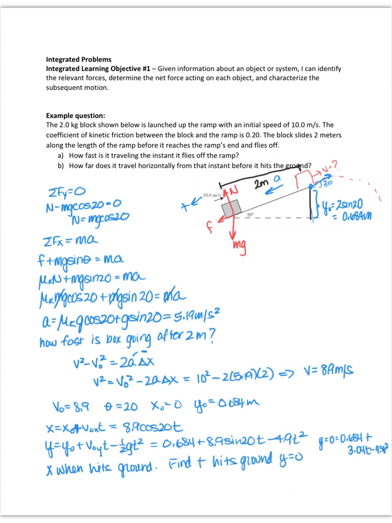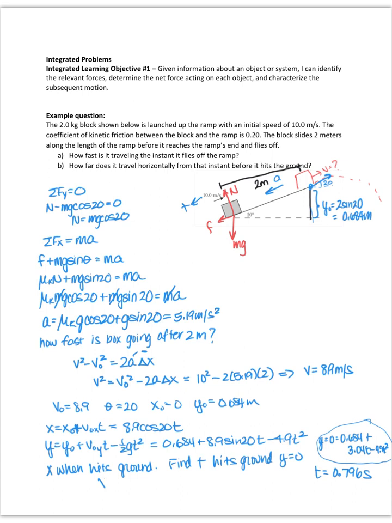So this is pretty messy. I'm really sorry about that, but we can use the quadratic equation to find the time. This is a quadratic right here. It's 0.684 plus 3.04 t minus 4.9 t squared. I use the quadratic equation to solve this, and I get t is 0.796 seconds. So it's in the air for about 0.8 seconds.